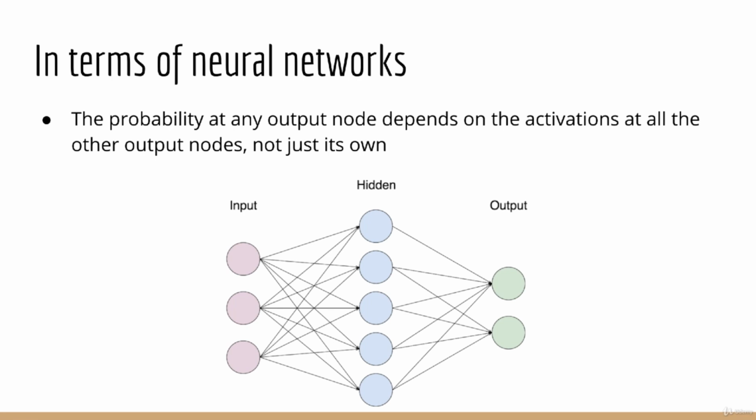Now, what does this mean in terms of a neural network or logistic regression? Well, it simply means that the probability at one output node depends on the activations at other output nodes, and hence depends on the weights that go to the other output nodes. That makes sense because in order to get a probability in the first place, we have to divide by the sum of all the activations combined.